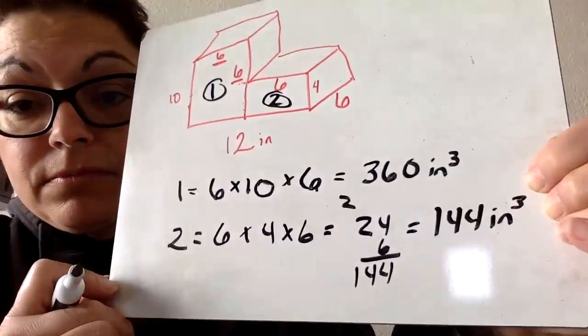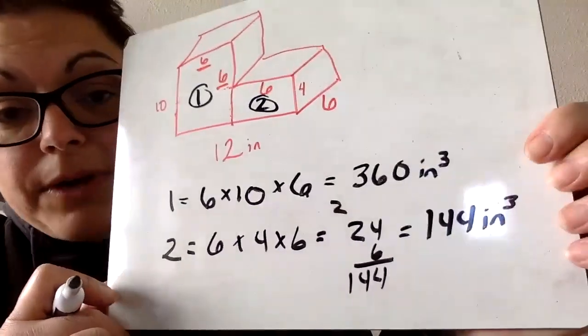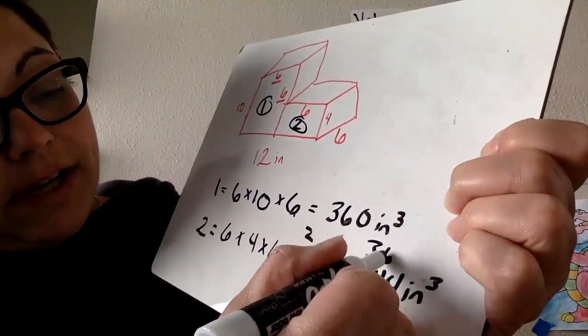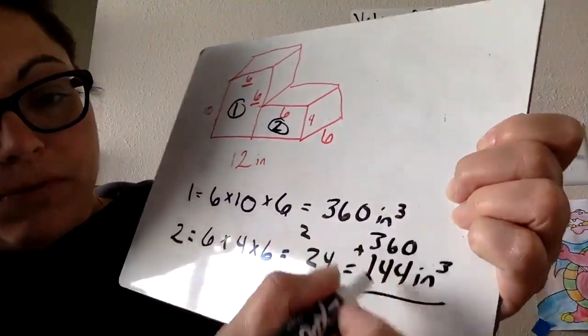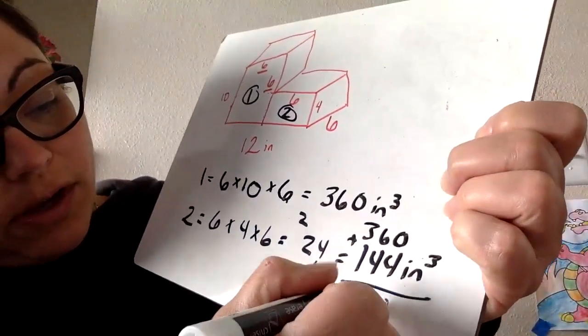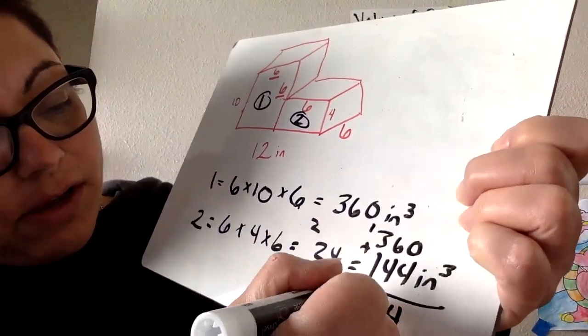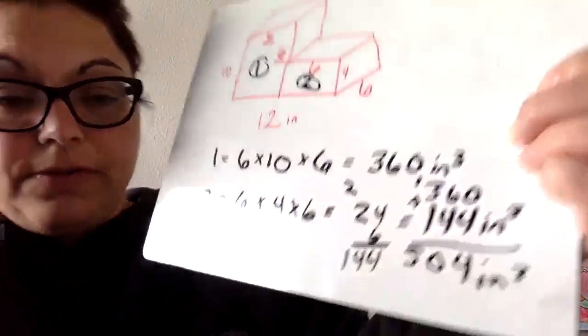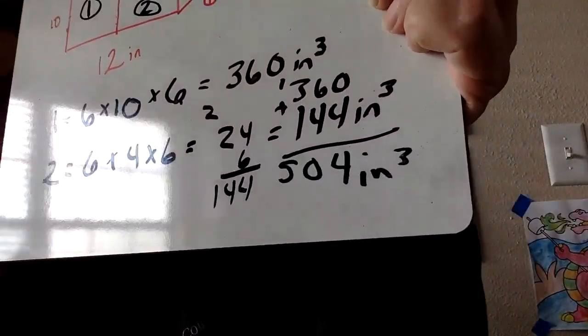Are we done? No. What we gotta do? That's right. Add them up. So 360 plus 144. I get 4. 0. Carry the 1. 504 inches cubed. Okay. All right.